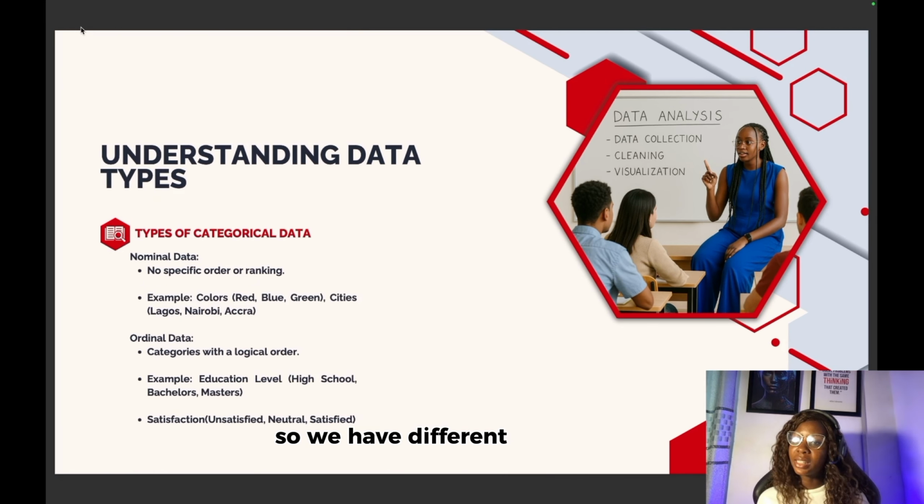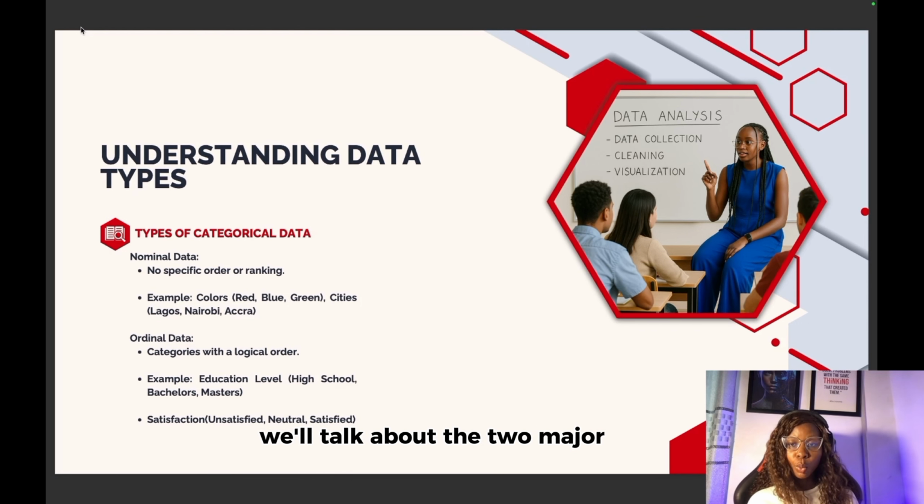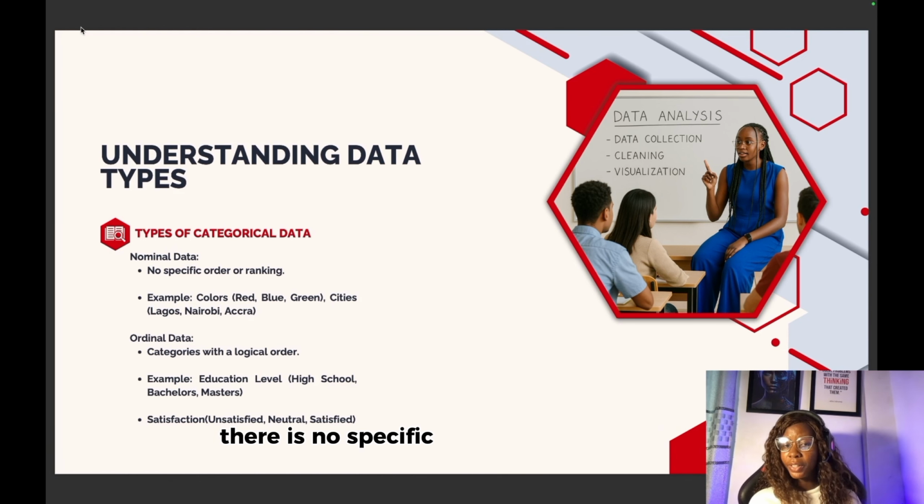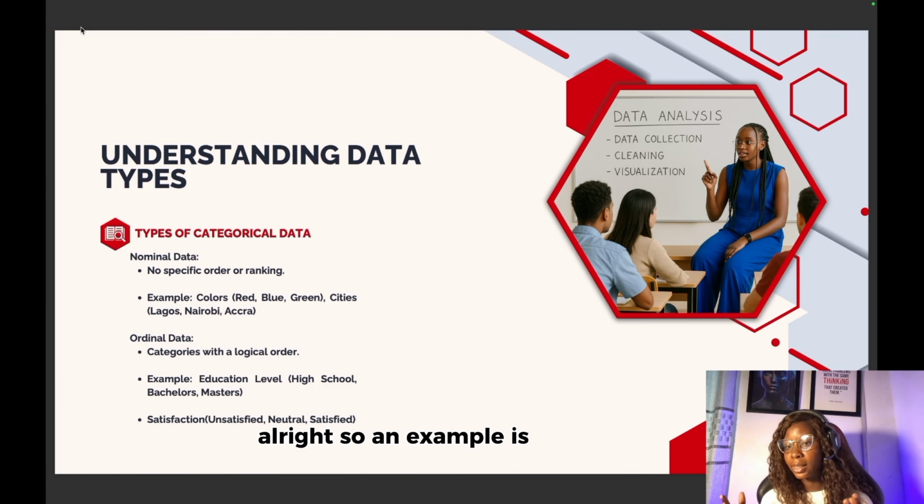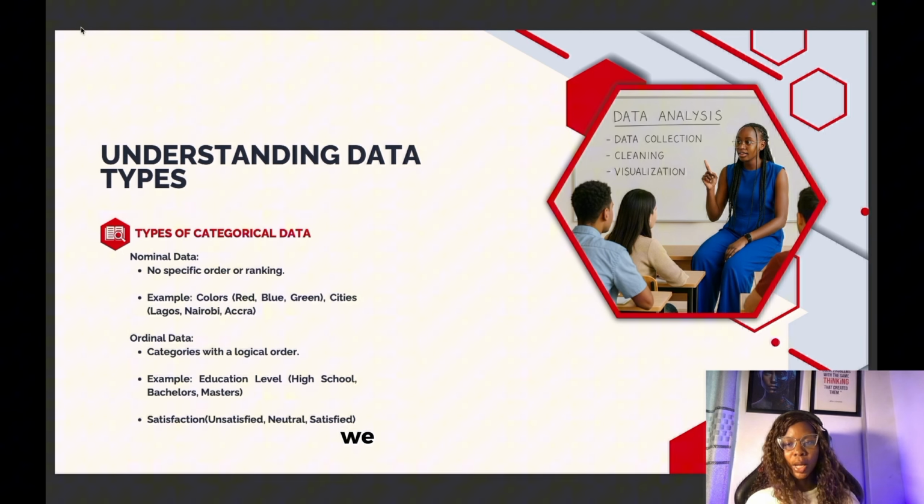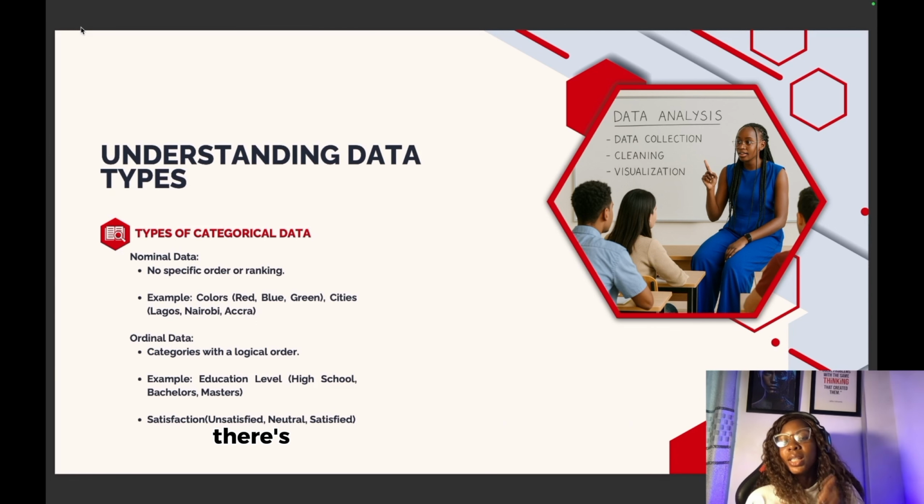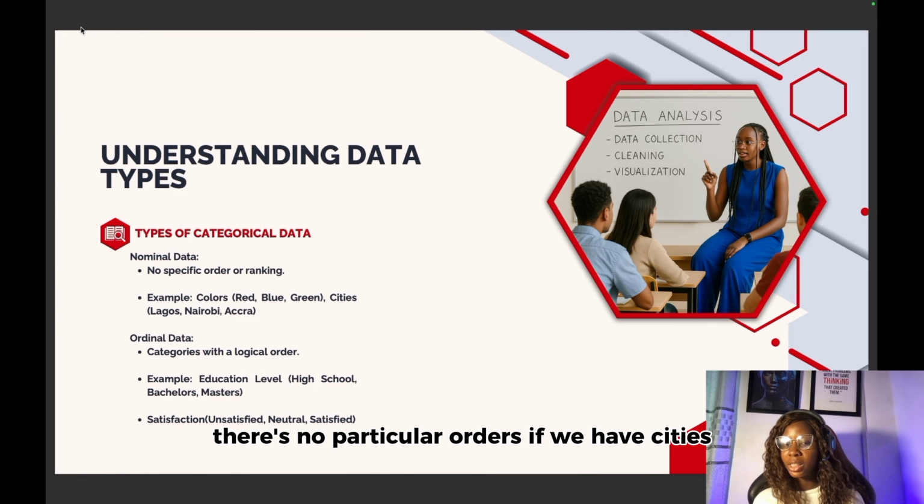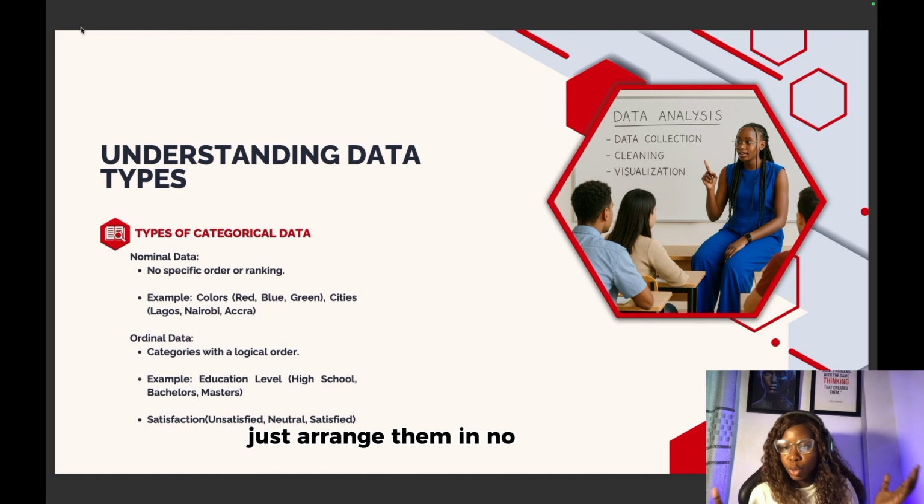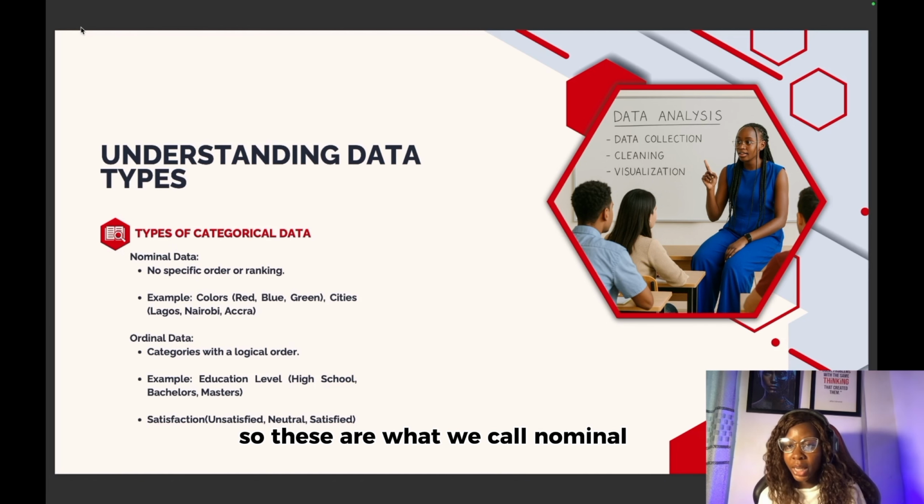Okay, so we have different types of categorical data. For this tutorial, we'll talk about the two major ones. We have the nominal data and the ordinal data. When we are talking about the nominal data, there is no specific order or ranking to this categorical data. An example is colors. We have different colors, like red, blue, green. There's no particular order. You cannot say blue has to come first before red, or green has to come first before blue. If we have cities, we can basically just arrange them in no specific order. So these are what we call nominal data.